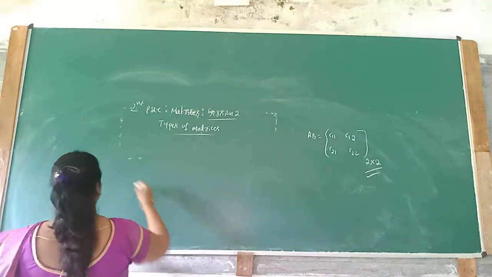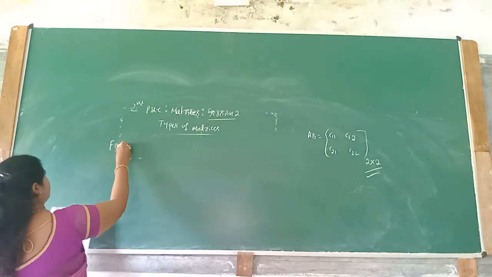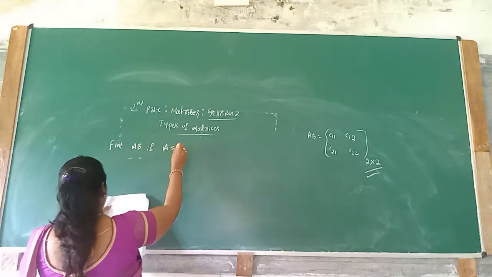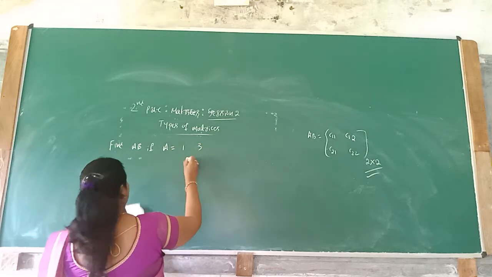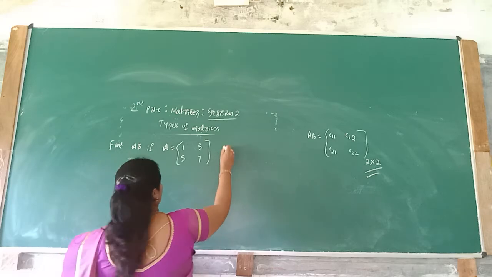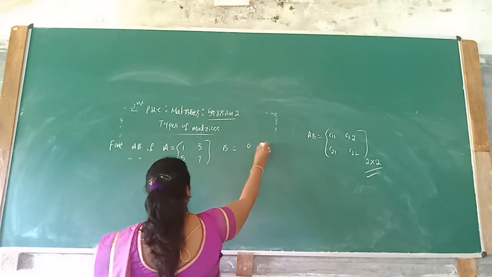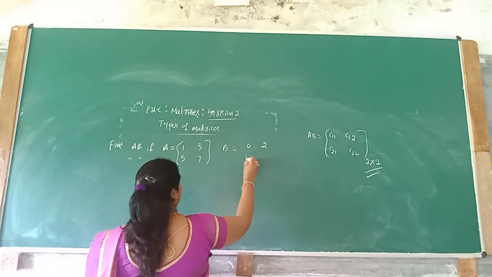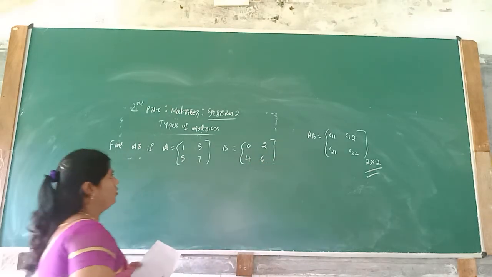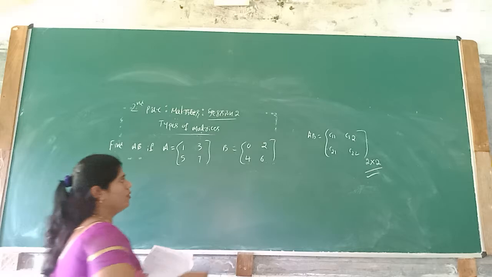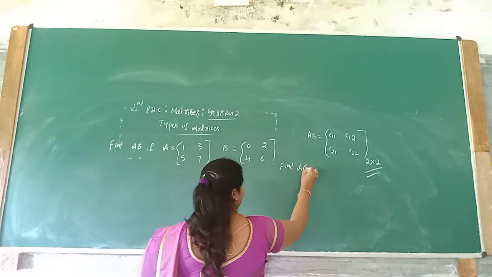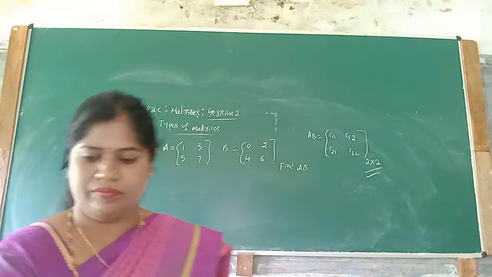Find AB. If A is equal to [1, 3; 5, 7] and B is equal to [0, 2; 4, 6], we have to find AB.